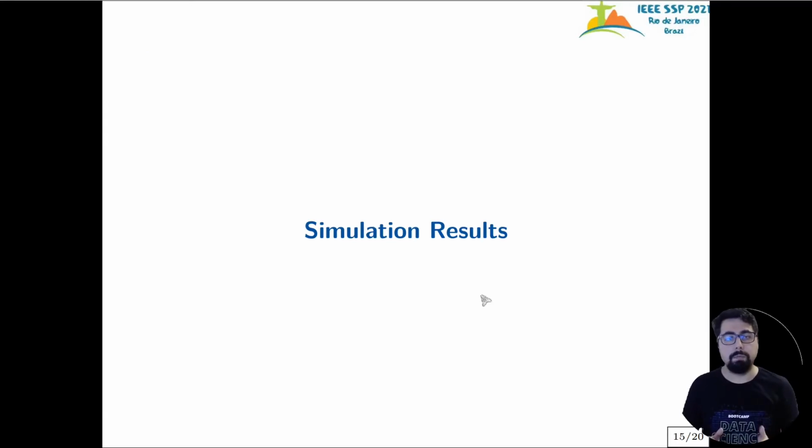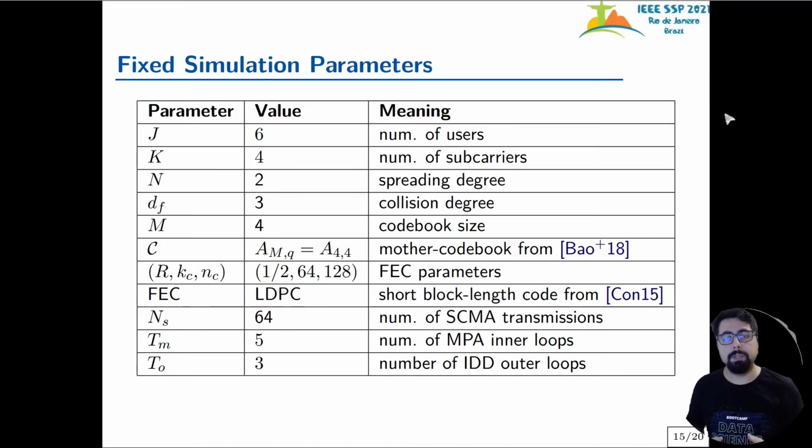Now I will show some simulation results. The fixed parameters in all simulations are the following. Benchmark SCMA system with 6 users spreading over 4 subcarriers. The model codebook has 4 codewords and 2 complex dimensions based on APSK projections to optimize minimum Euclidean distance, and the collision degree in each function node is 3. Error correction code is a short block length LDPC of rate 1/2 and block length 128 bits. Inner iterations of the MPA are set to 5 and outer loops are set to 3.